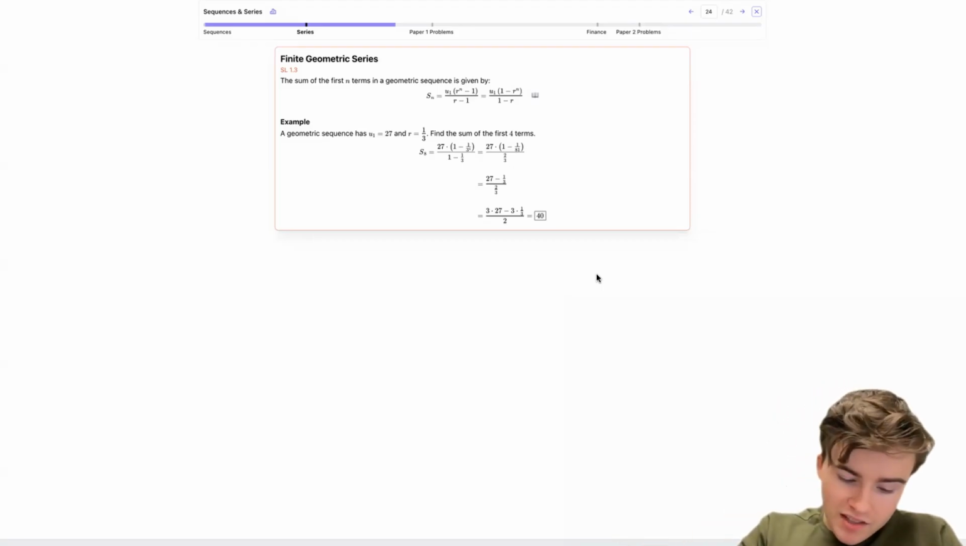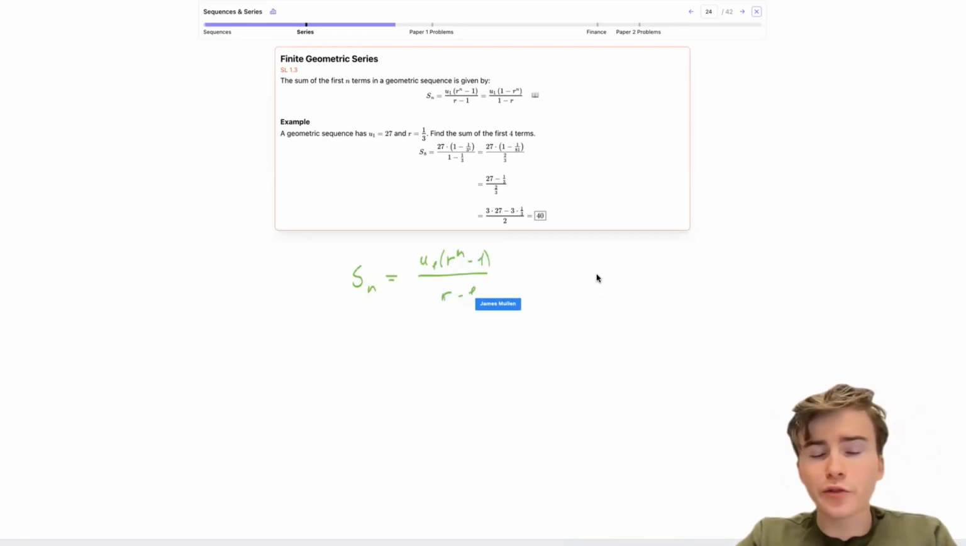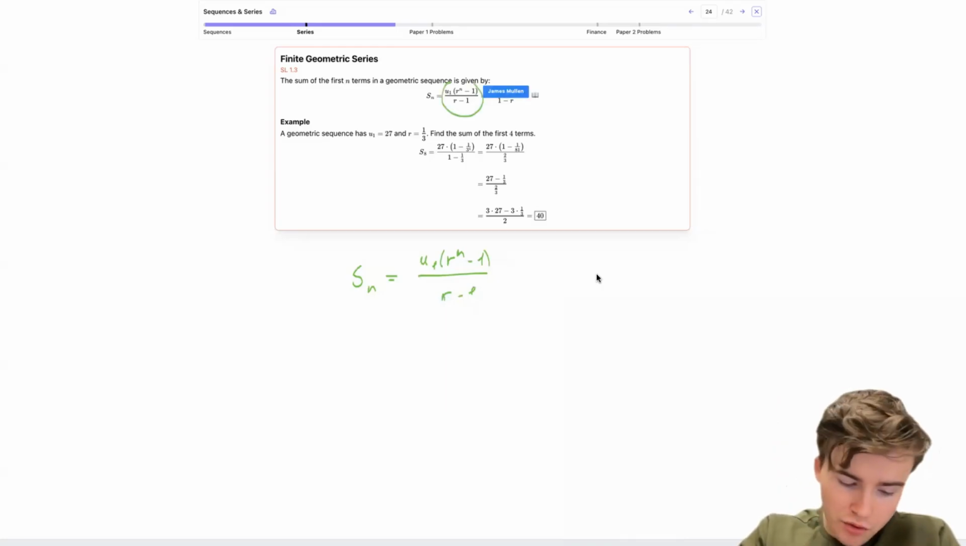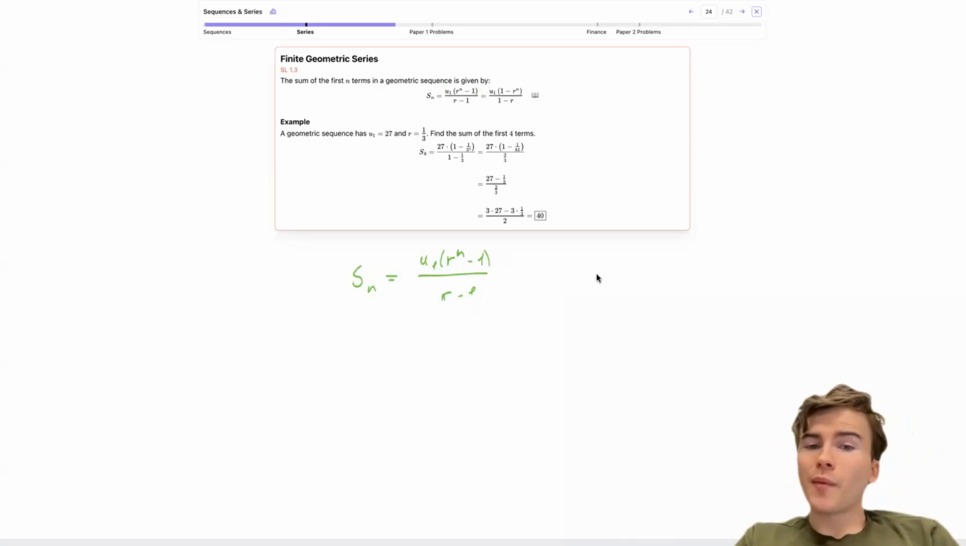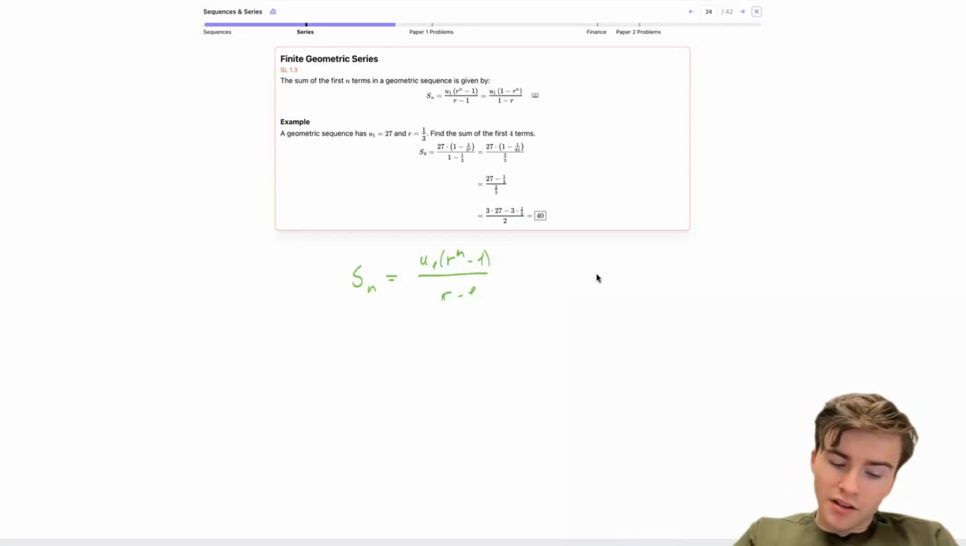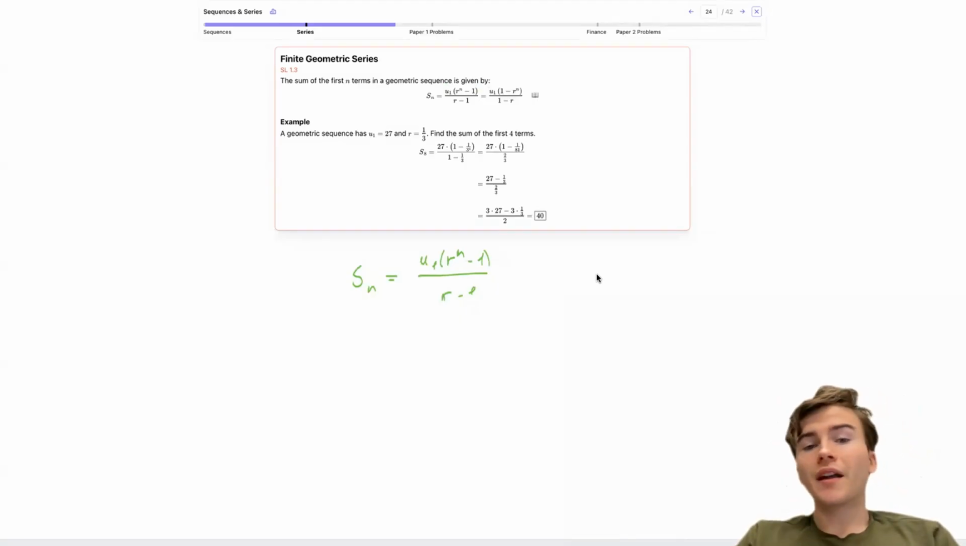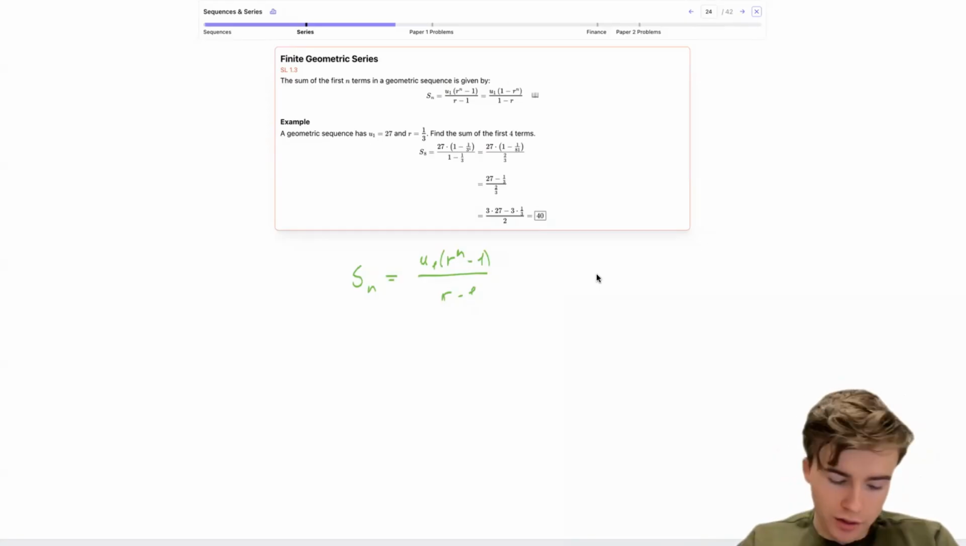But basically, the sum of a finite number of terms in a geometric series is the first term times r to the n minus 1 over r minus 1. And this is in your formula booklet in two forms, the one I just wrote, but also one where instead of writing r to the n minus 1 and r minus 1, I write 1 minus r to the n divided by 1 minus r. And it's the same thing because I've essentially just multiplied both the numerator and the denominator by minus 1. So it makes no difference. Let's take a look at an example, though.